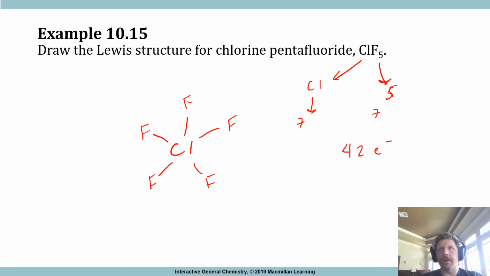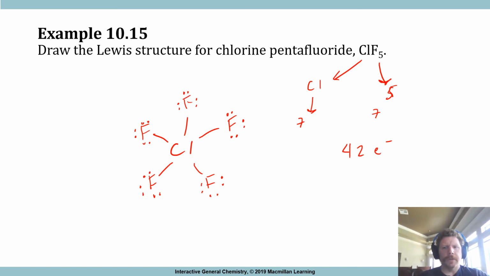Now, how many electrons have I drawn here? I've drawn 10. I'm going to go ahead and do the rest of these. Now I'm at 16. That will be 22. 28. 34. 40. So I've drawn 40 electrons.